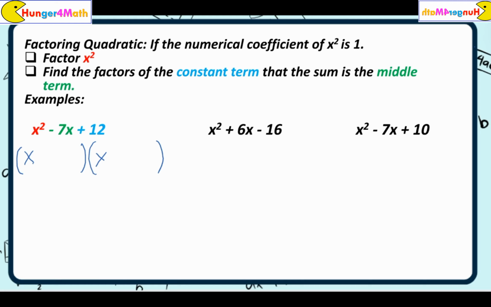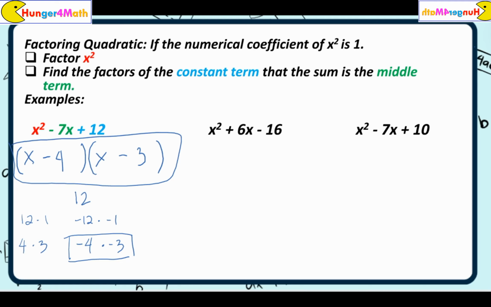Then for the constant term of 12, we have to get the factors of 12, and that is 12 times 1, negative 12 times negative 1, 4 times 3, negative 4 times negative 3. Then we have to choose one that the sum will be minus 7, and that is negative 4 and negative 3. Once we add, that will be negative 7. So we can write here minus 4 and minus 3 on the other side. So this is our answer.